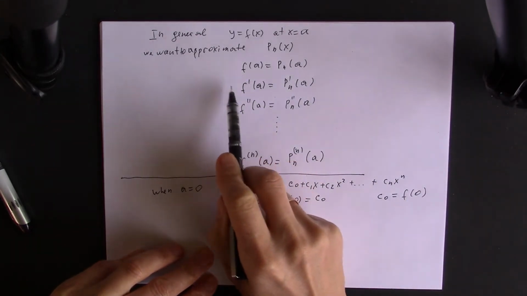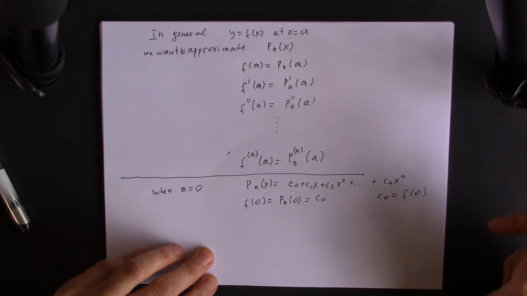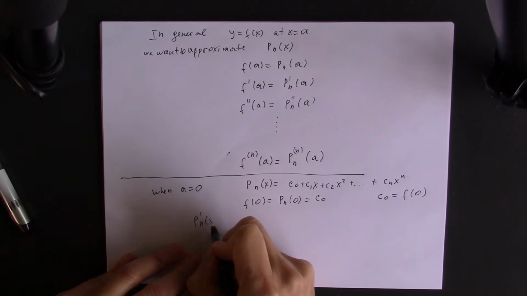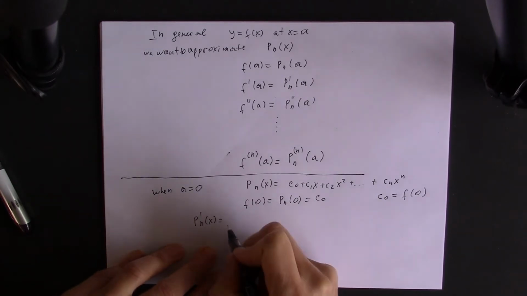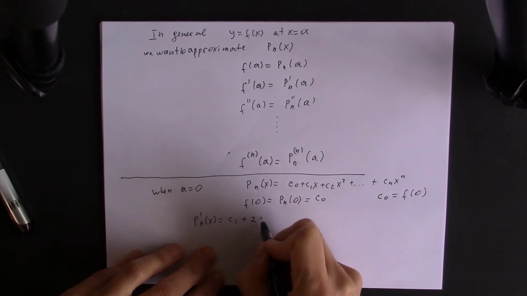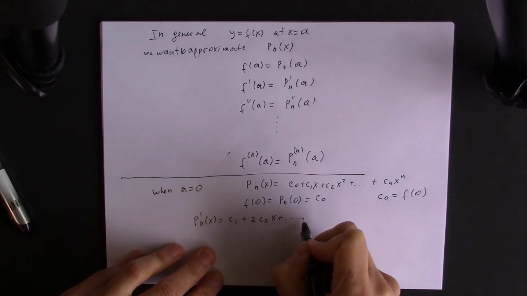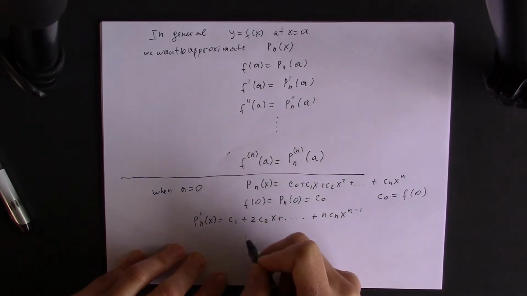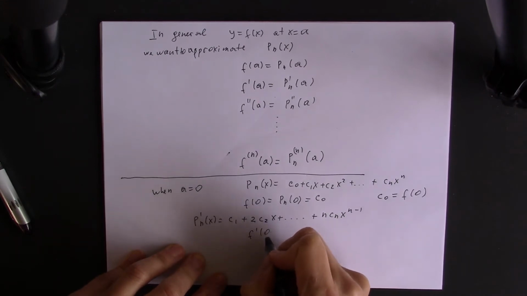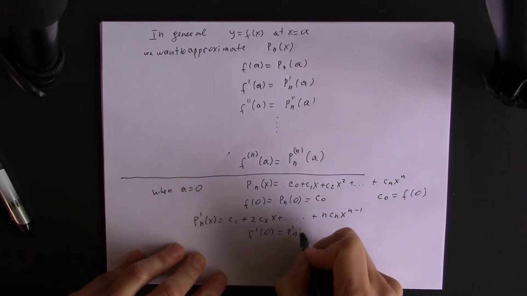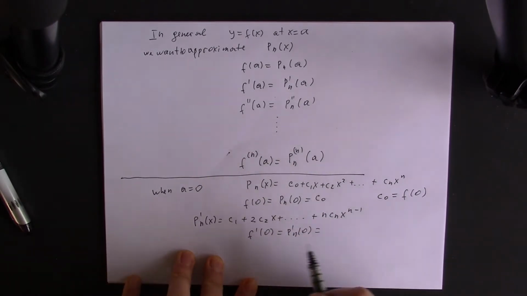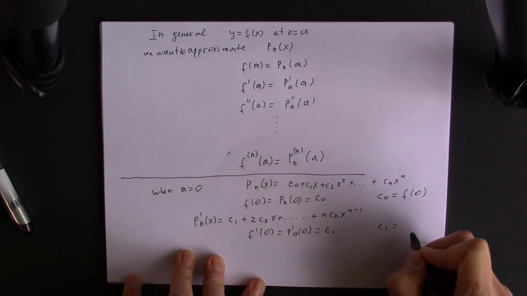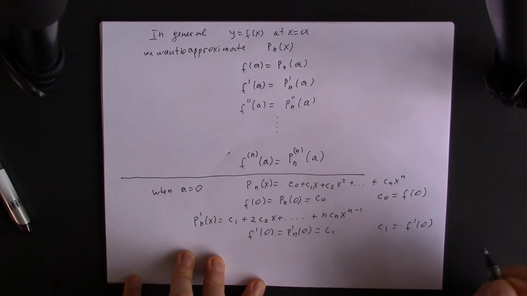Now we're going to use the second line to figure out what's happening with the first derivative. To do that, we need to find the derivative of the polynomial. The derivative of the polynomial will become c1 plus 2c2x plus and so on, all the way to n cn x to the n minus 1. So we conclude that f prime of 0 equals p prime, the derivative of the polynomial, and substituting 0 for x, we're going to get c1. So c1 equals f prime of 0.